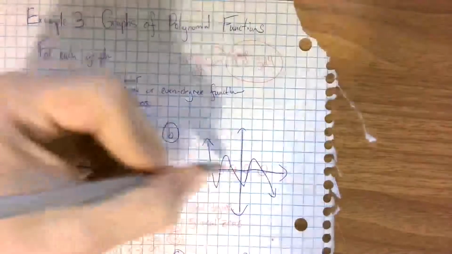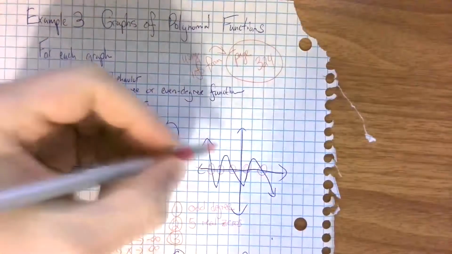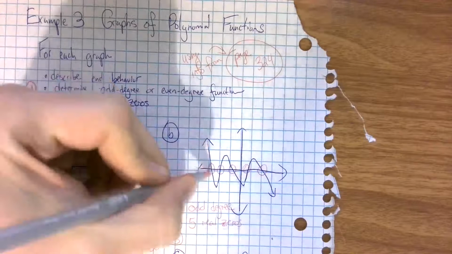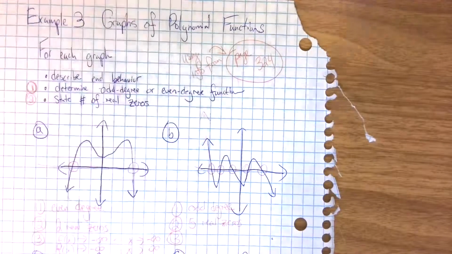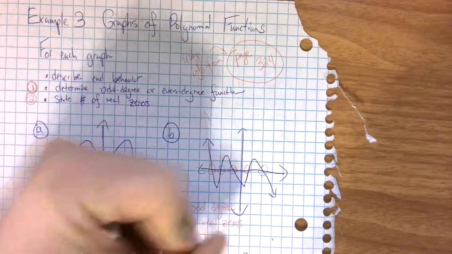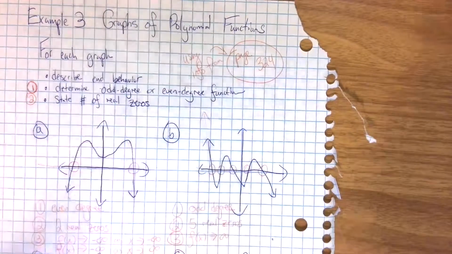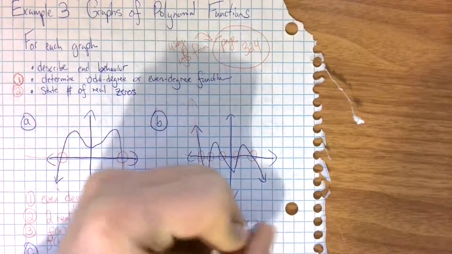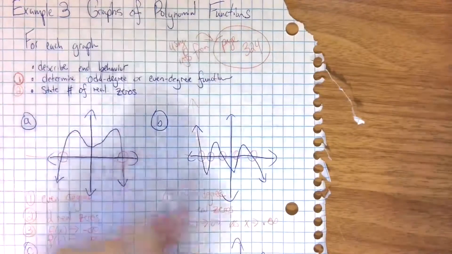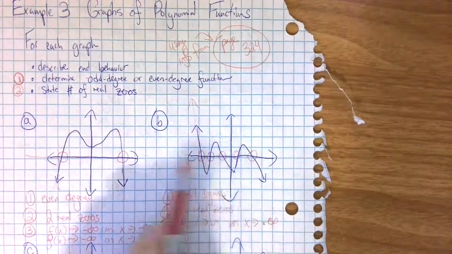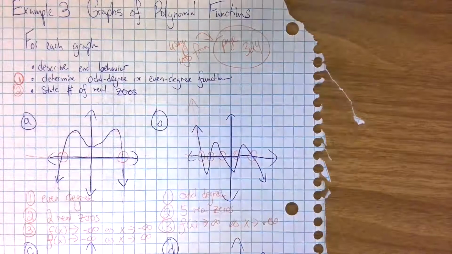Lastly, if we look at the end behavior of this function, we see that this arm is pointing up towards positive infinity. So the function f will approach infinity as x approaches negative infinity. And once again, x is approaching negative infinity because we're moving to the left, which is where x goes to negative infinity.